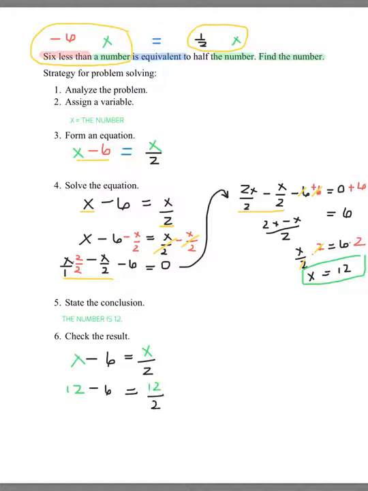divided by 2. So on the left-hand side, we're going to have 12 minus 6. That's going to leave us with 6. On the right-hand side, we'll have 12 divided by 2, which is also 6. So this verifies that our solution is correct.